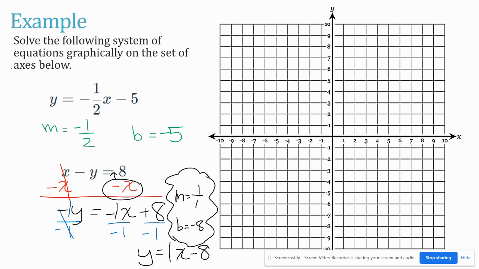So let's start graphing this first equation. I'm going to do this in green. The y-intercept is negative 5, so I'm going to put a point at negative 5. And then our slope is negative 1 over 2, so that means we're going to go down 1 to the right 2. Down 1 to the right 2, down 1 to the right 2. Repeatedly, do it on the opposite side, so you have as many points as you need when you're doing this by hand and on paper. Okay, let's connect these.